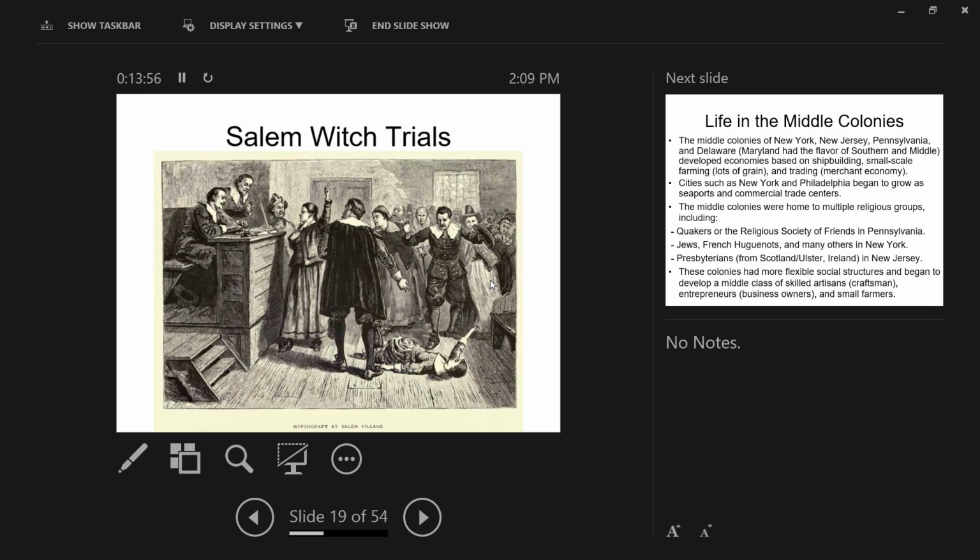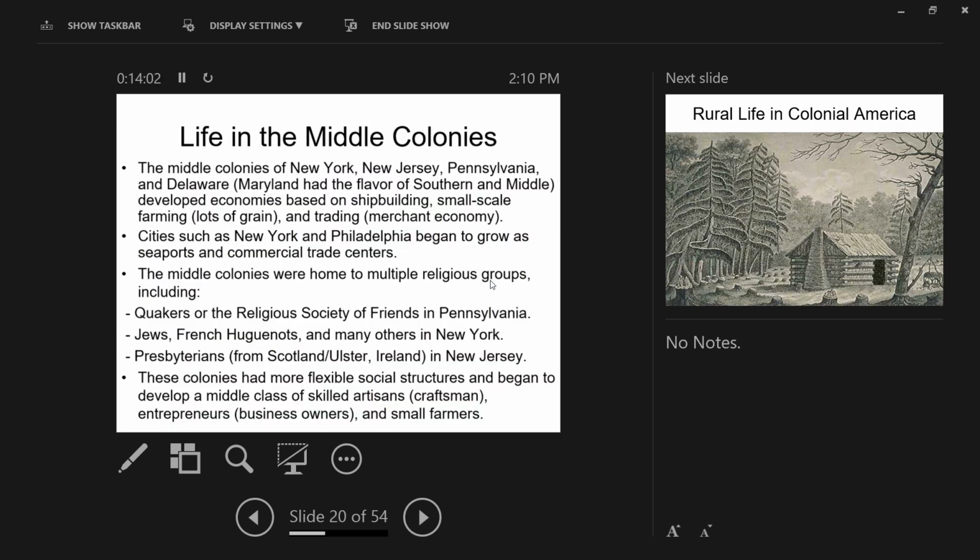Okay, life in the Middle Colonies. The Middle Colonies, remember, New York, New Jersey, Pennsylvania, and Delaware. We kind of tend to pull Maryland into the Southern colonial category.